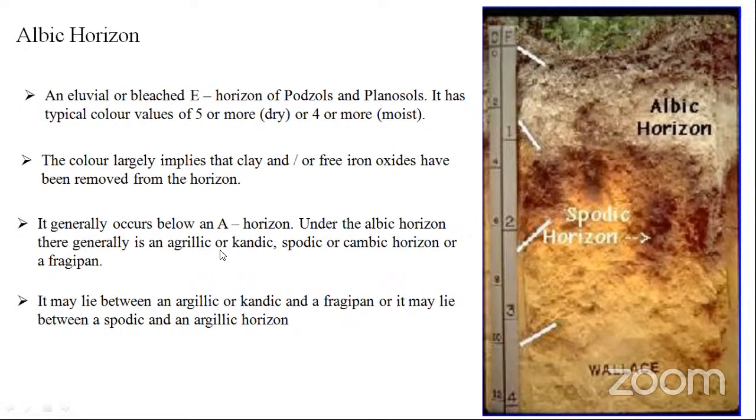Under the albic horizon, there is an argillic, candic, spodic, cambic horizon, or a fragipan. Sometimes beneath this albic horizon you can expect these horizons. Remember the albic horizon in this context. Sometimes it lies between argillic and candic, and fragipan, and sometimes between spodic and argillic horizons also. There will be some differences. So this is regarding the albic horizon.